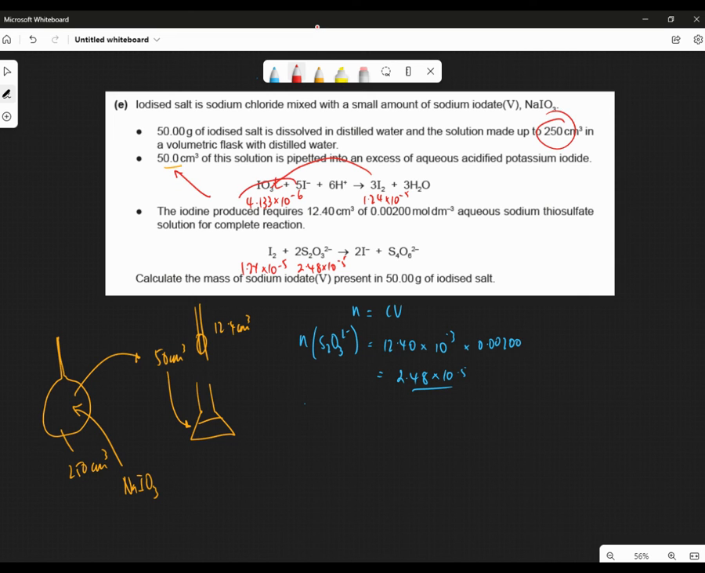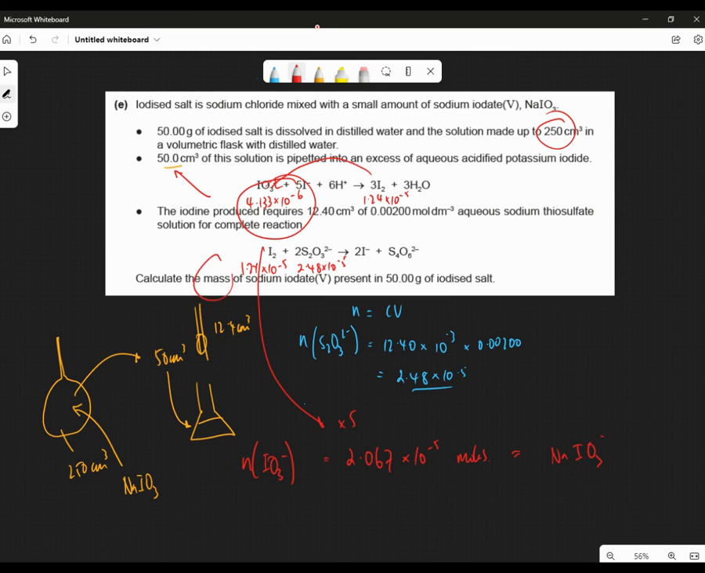So I'm going to times this number by 5. So times that by 5, and that gives me the number of moles of the iodate is equal to 2.066666 times 10 to the minus 5 moles. Okay, now obviously that's going to equal the number of moles of sodium iodate, isn't it?